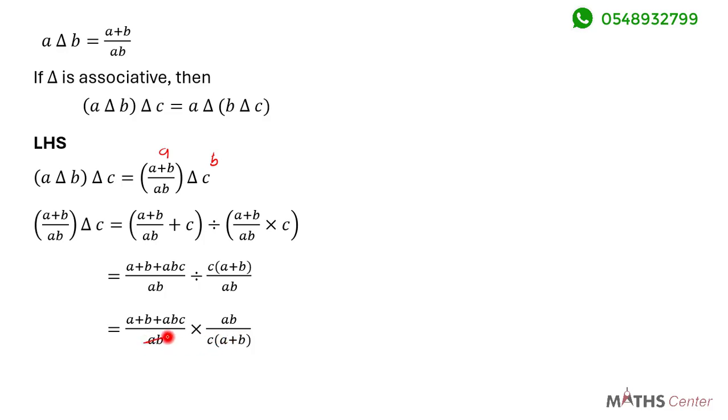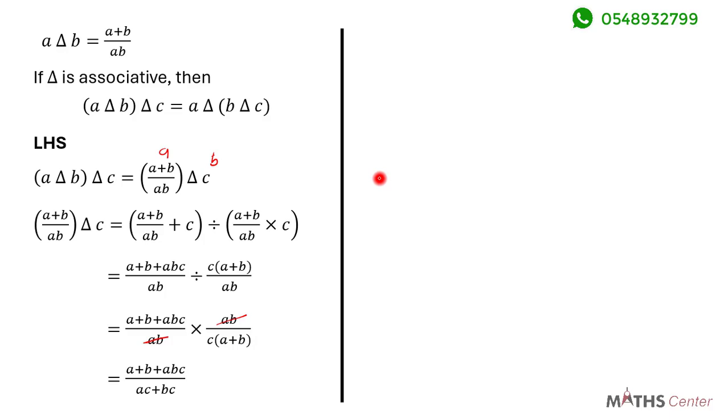So ab and ab will cancel each other out, and so we are going to have a plus b plus abc divided by ac plus bc. This is what we have on the left hand side. Now let's compute for the right hand side.